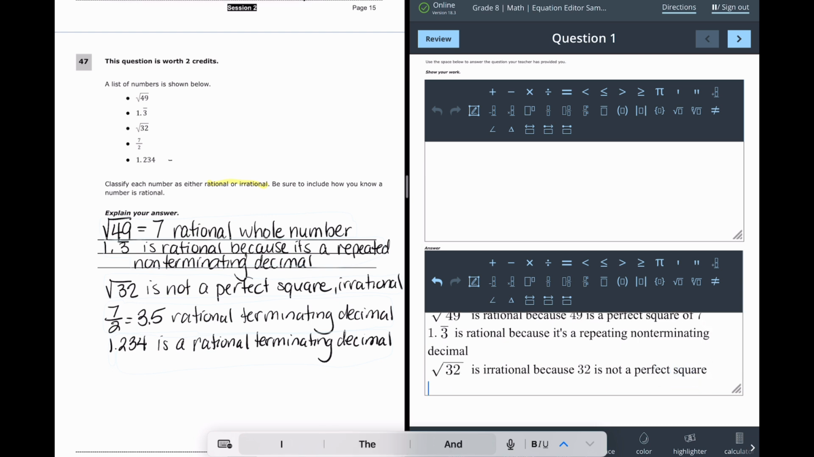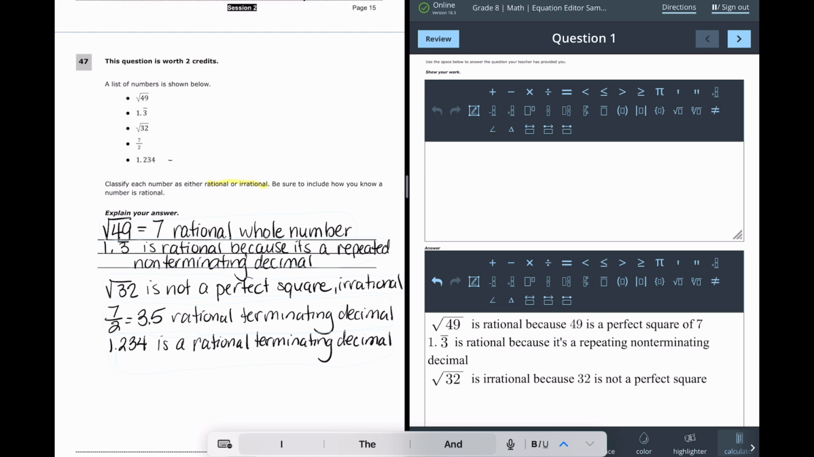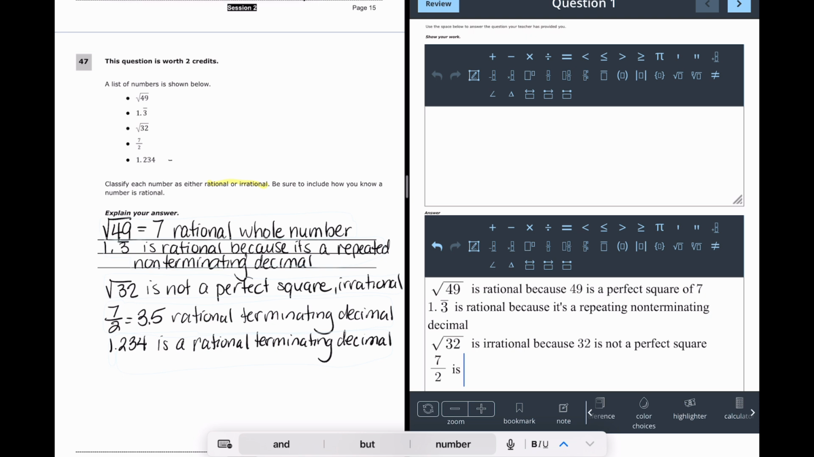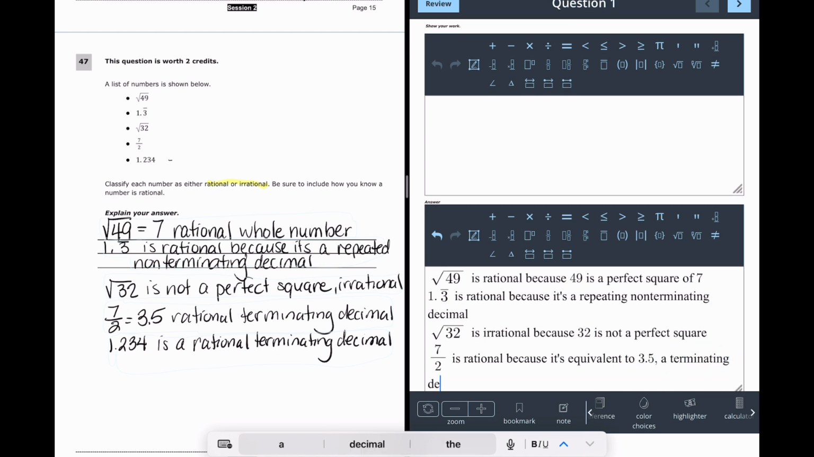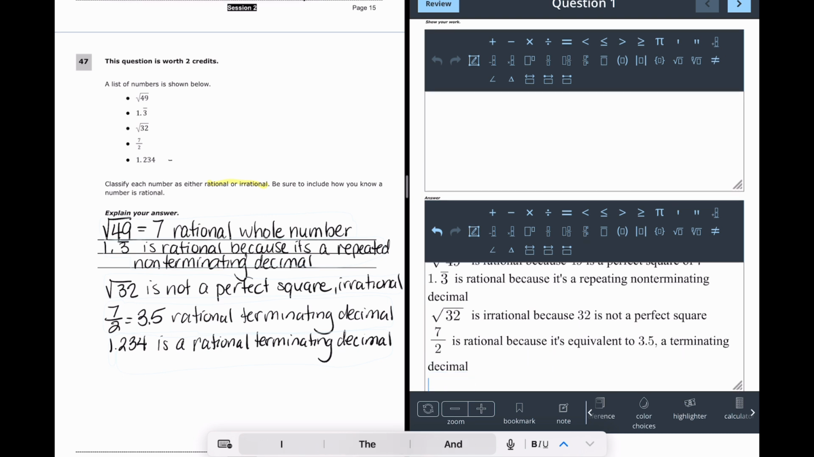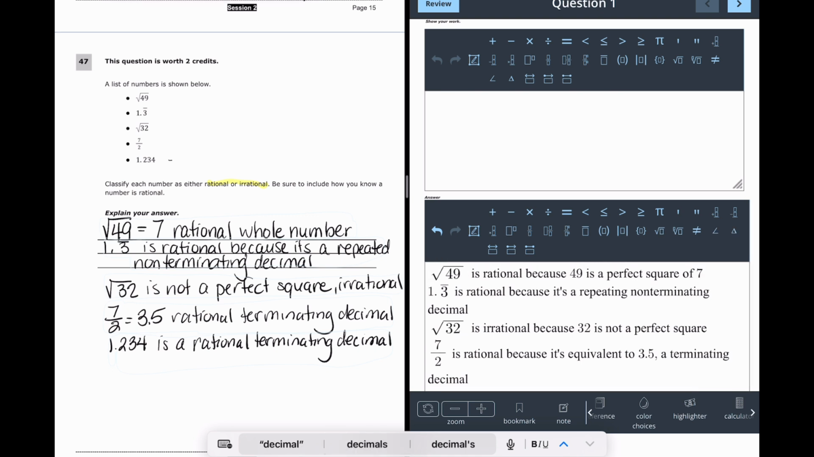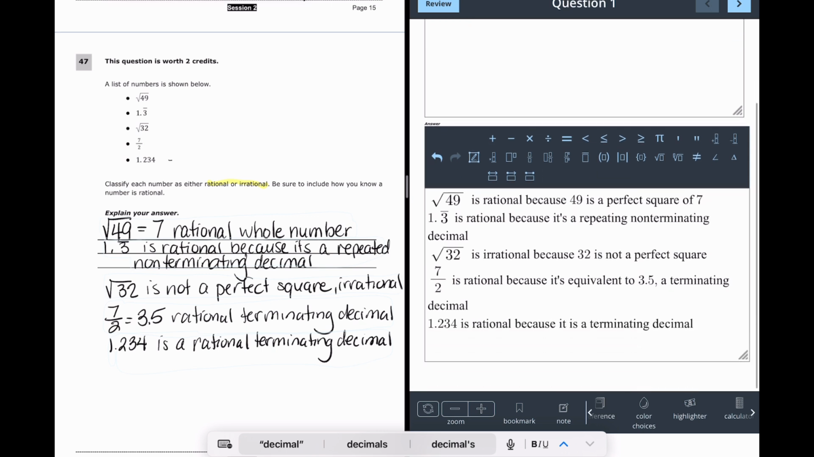Then next one, fraction 7/2 is rational because it's equivalent to 3.5, a terminating decimal. Done. And 1.234 is rational because it is a terminating decimal. Awesome. So that's it. Just moving this up. That's all you needed to do.